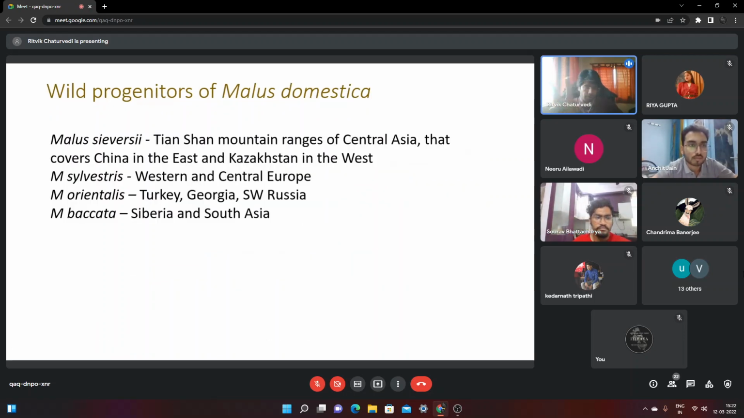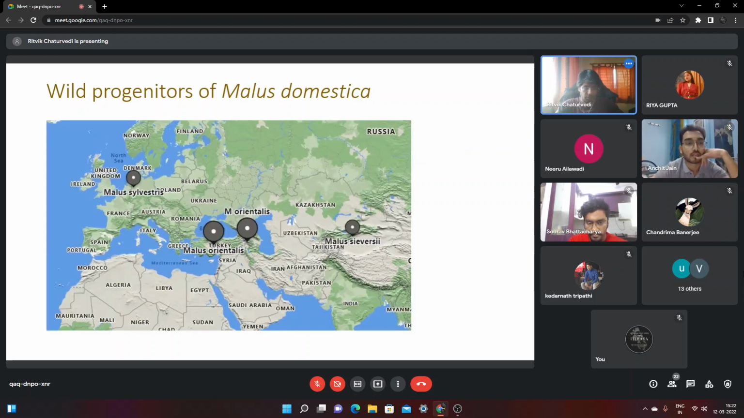There are four main wild progenitors of the apple: the Sieversii, the Sylvestris, Orientalis, and Baccata. Sieversii occurs in the Tian Shan mountain ranges of Central Asia. That also happen to be the native habitat of wild progenitors of other common fruits like apricots, pears, pomegranates, cherries, walnuts. Sylvestris occurs in Western and Central Europe and occurs largely at the edges of forests, for it has a high light requirement. There's a little bit of overlap in the native ranges of Orientalis and Baccata, the former occurring in Turkey, Georgia, South and West Russia, and the latter in Siberia and South Asia.